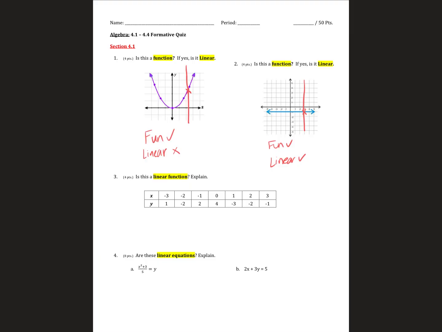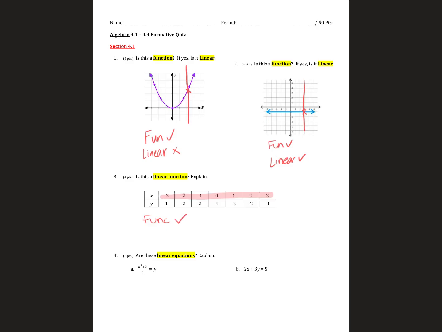Question 3. Is this a linear function? So again, to be a function, you have to see if the x repeats. So I look across my x values, and I notice that the x is not repeating. So this is a function.